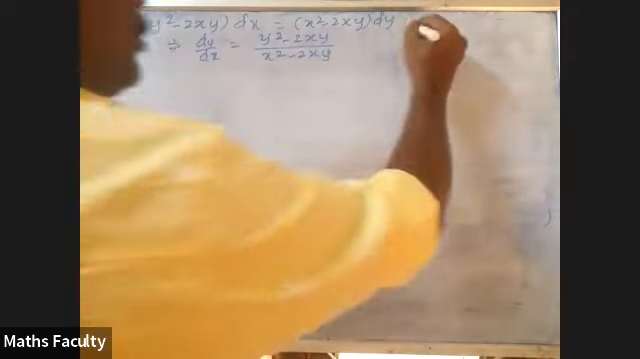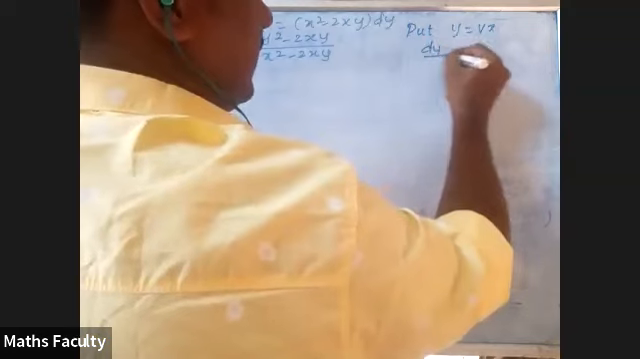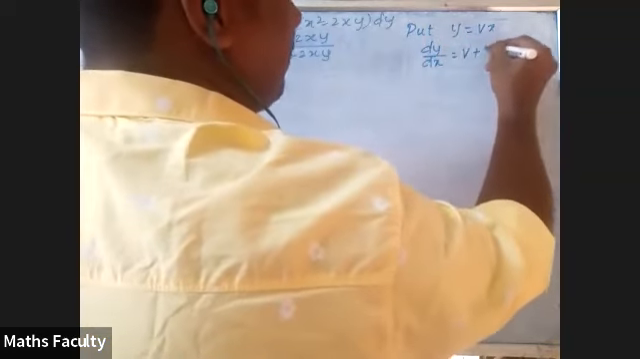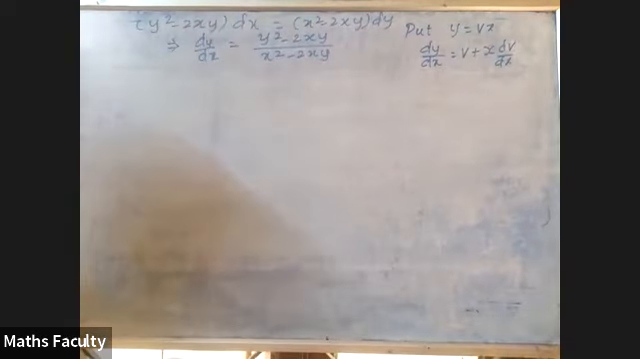Now you put y is equal to vx, then dy by dx is equal to v plus x dv by dx. I can write this as dy by dx.